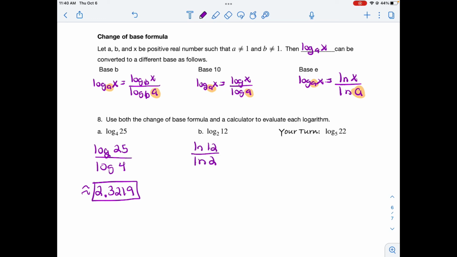Now here I'm going to use the natural log, but I'm going to do the same thing. Natural log of 12 divided by natural log of 2 gives us 3.5850. Pause and see if you do the common log and see if you get the same answer. You should. It doesn't matter which one you use.